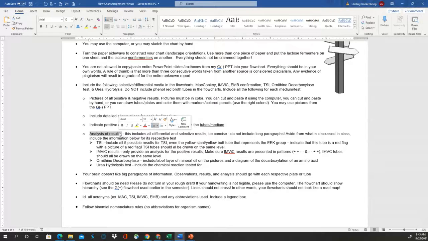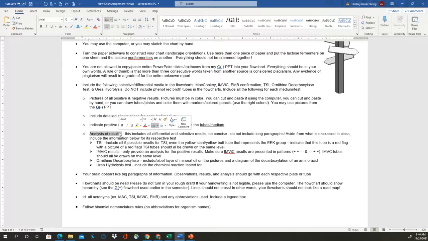So for instance, with the phenol broths, the purpose was to figure out which sugar the organism could ferment. So your observation might be the glucose tube turned yellow. So that means the result is positive. So the analysis, that organism can ferment the sugar glucose. Okay, so again, make sure you're only giving me observations in the observation section. Make sure you're only giving me plus or minus in the results section.